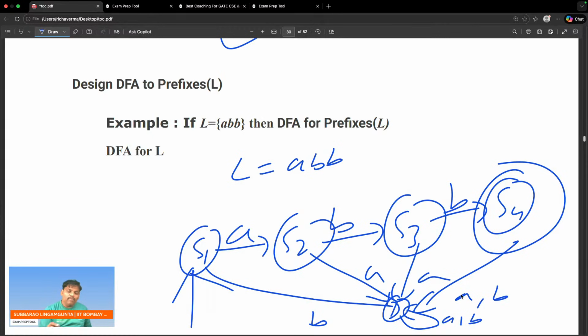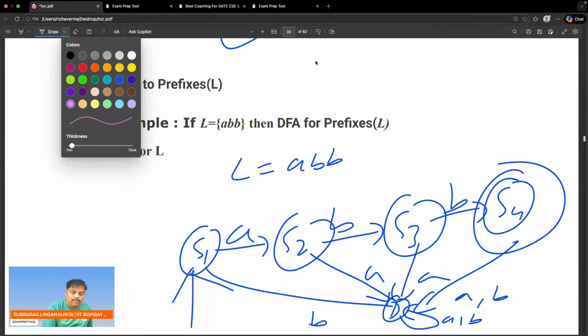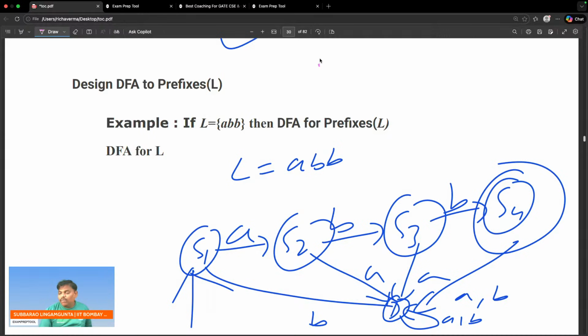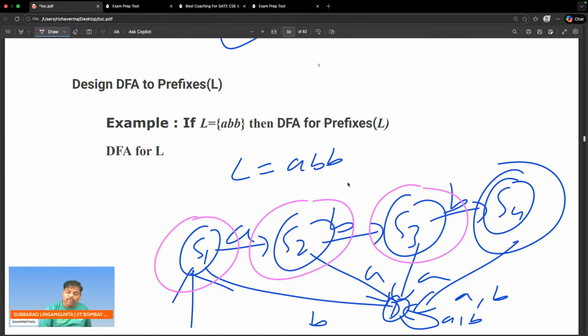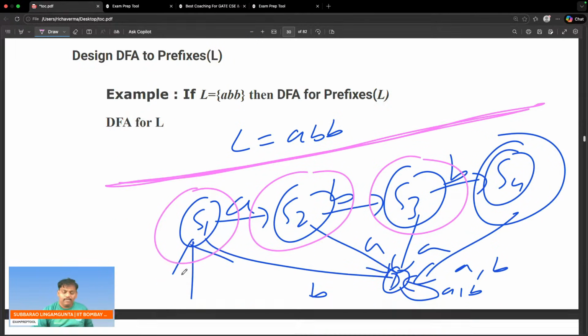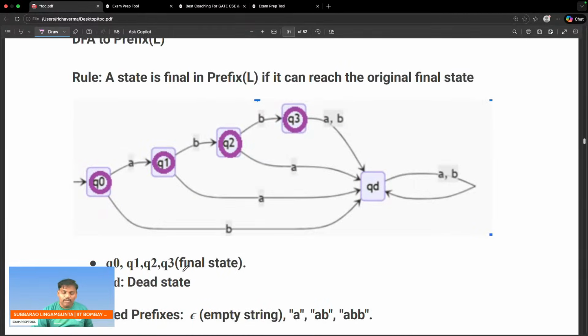Everyone knows this. But this is language L, and for the language L I already have a DFA. I also want a DFA for prefixes of L. Then what is the answer? Nothing. From the starting state onwards, the path where you are going to a final state, make every state on it a final state. Then automatically this is called prefix of L. So what I mean to say is, if a DFA is possible for L, a DFA for prefix of L is also possible. The only thing is, whichever path you are going from start to final, in that path make every state a final state. Like that. Suffix, similarly suffix also.